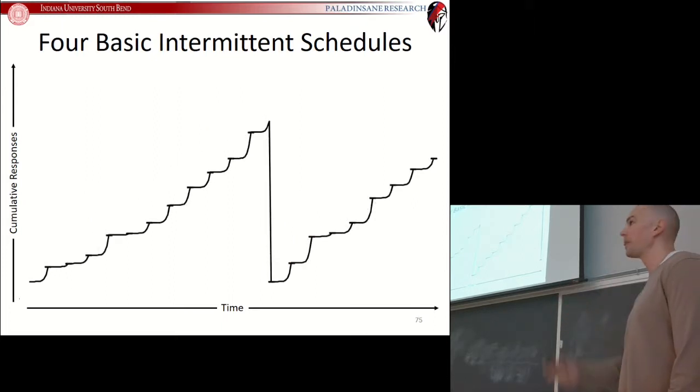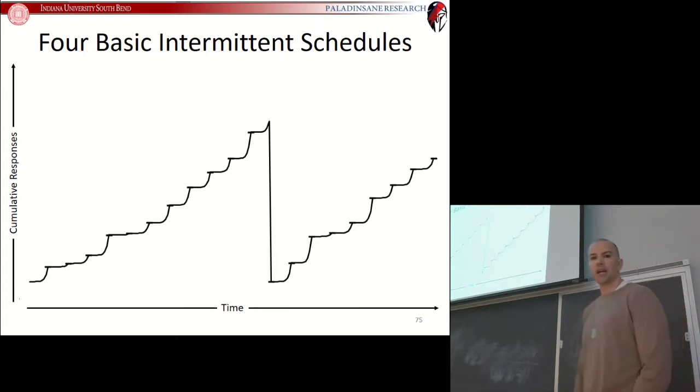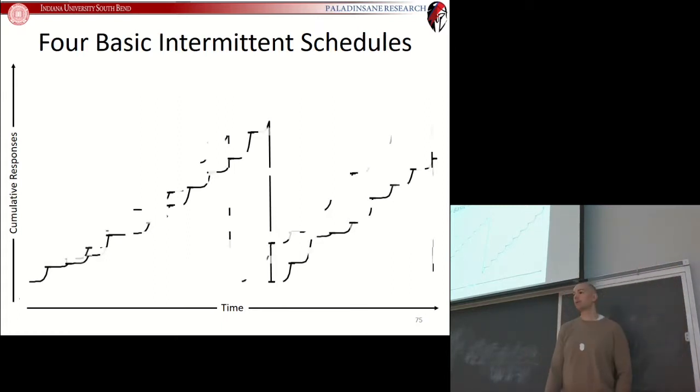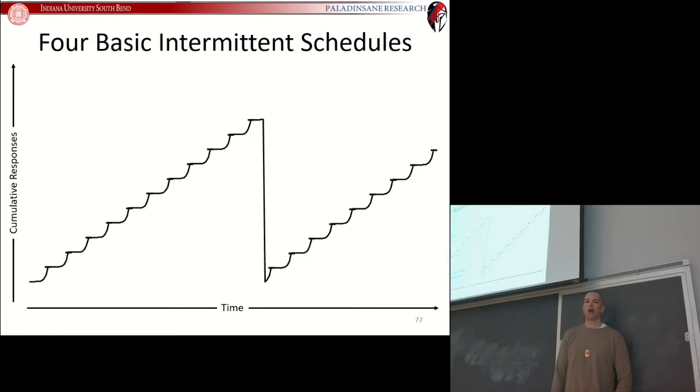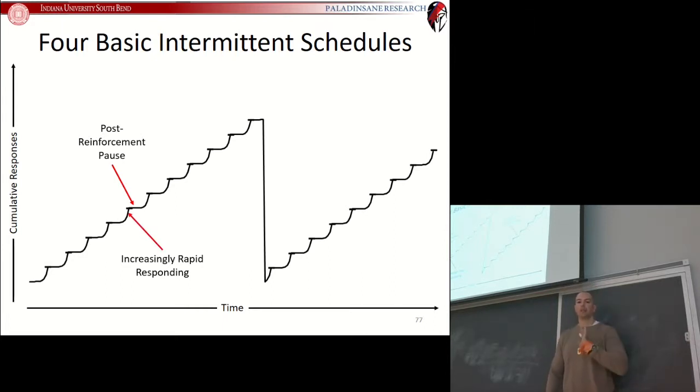It literally looks like somebody took big shovelfuls out of a hill, and we get this kind of curved shovel pattern where we have very low rates of response followed by accelerated rates of response. So in this case, you do get a post-reinforcement pause on this fixed interval schedule of reinforcement, and then you get increasingly rapid responding as that interval draws to a close. So once Sniffy gets reinforced on a fixed interval schedule of reinforcement, Sniffy will take a break.